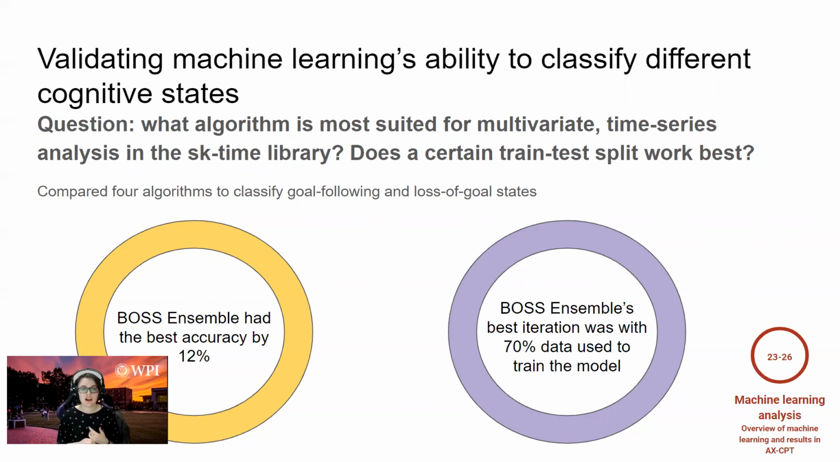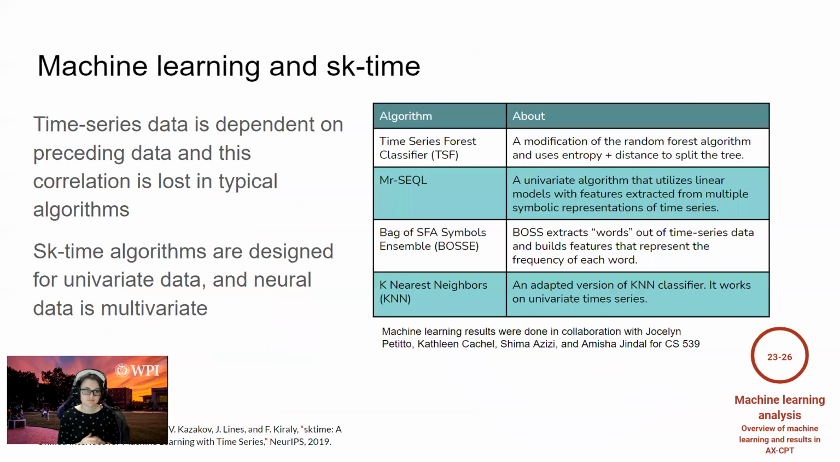So we compared 4 algorithms to classify a goal following state and a loss of goal state in AXPT. Boss Ensemble had the best accuracy by 12%. It was in the 70s, I believe. We go into that more in depth later. And Boss Ensemble's best iteration was with 70% of the data used to train the model. That was not the most amount of data that could have been used to train the model, so that was a little surprising to find, but really interesting.